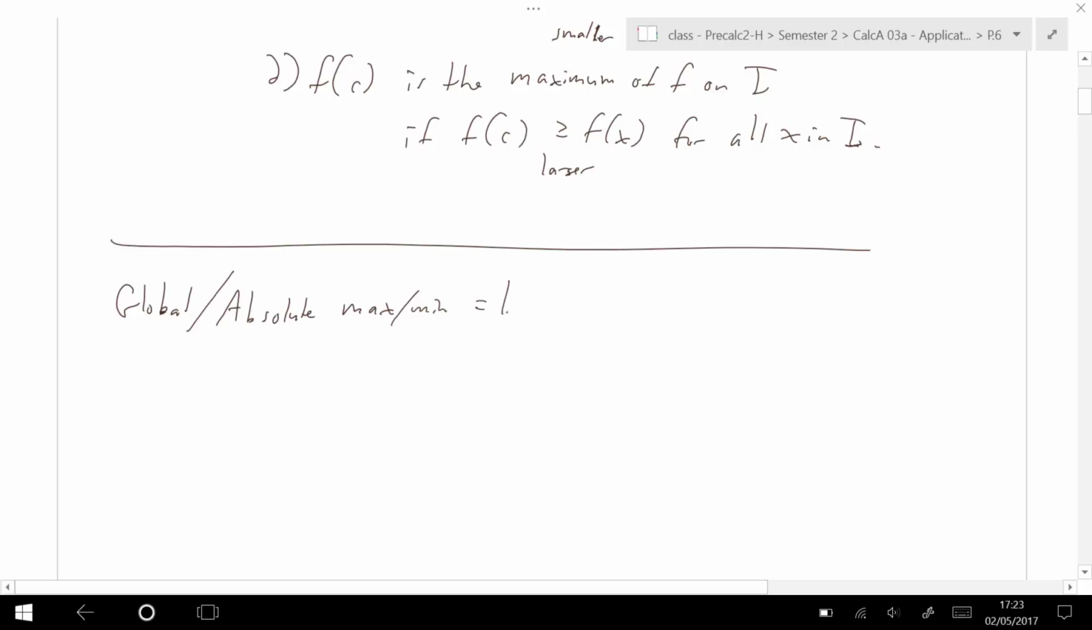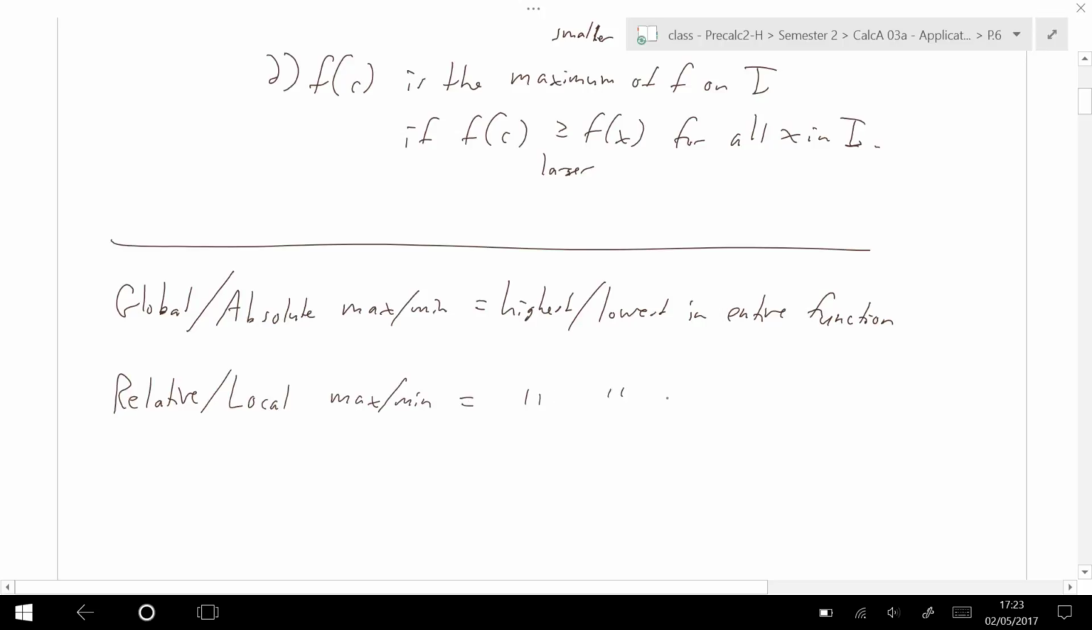And we can say that means it's the highest or the lowest in the entire function. The opposite of that, or the other kind, we call a relative or a local max or min. And this is the highest and the lowest in part of the function, and it typically is a turning point.